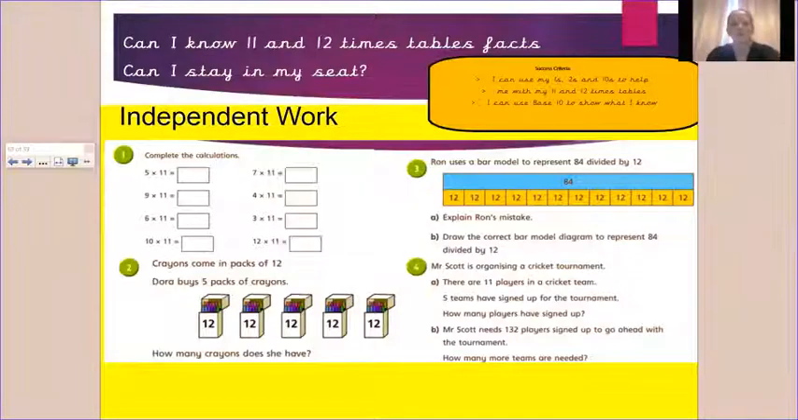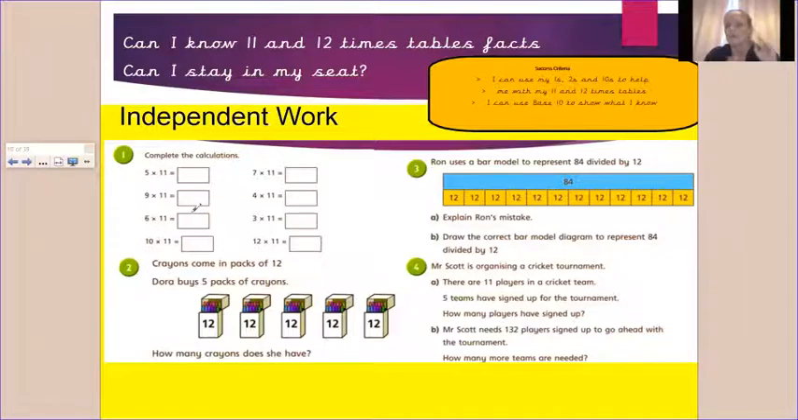Okay, so this was the independent task that we had to do in the previous lesson, and we were mostly focusing on our 11 and our 12 times table facts. And it is so important that we are learning our times tables at home. The quicker we are able to get these, the quicker it will be when we're answering these questions.